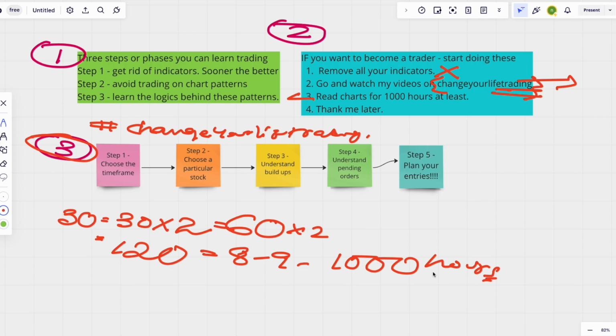There are few students of mine who completed 1000 hours of learning within 3 months, which means they went on reading charts for 4 hours a day. Okay, so if you read the charts on the logic that I'm going to teach you today for 1000 hours at least, coming to step number 4, you can thank me later. So if you complete phase 1 and phase 2, you're ready for step 3.